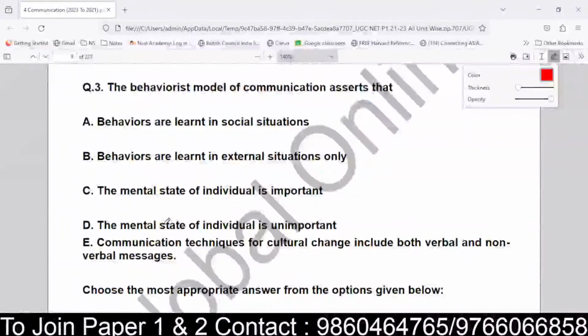Yes, everyone. Question number 2. Okay, sorry, no, question number 3. We are doing question number 3. Okay. So behaviors are learned in social situations, external situations, the individual state of mind which is important, which is not important, or communication techniques for cultural change. So what does it indicate?